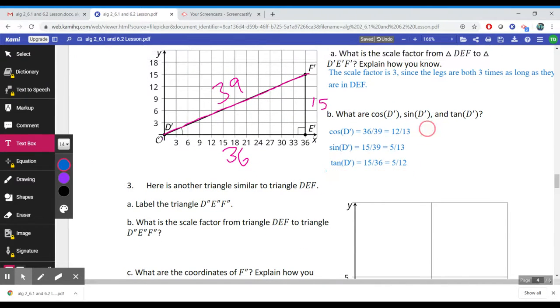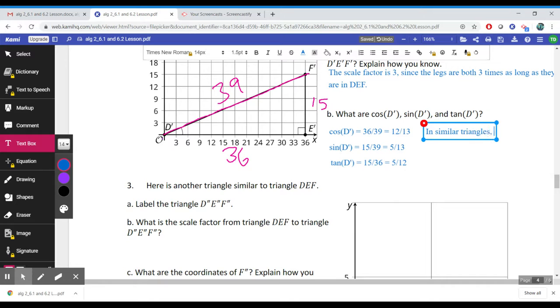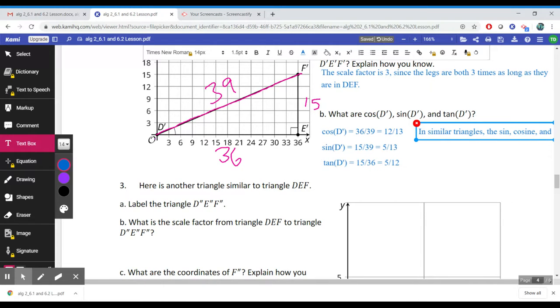So we can make an observation here. In similar triangles, again, similar just means having the same angle measurements, even if the lengths of the sides are different. In similar triangles, the sine, cosine, and tangent are equal.